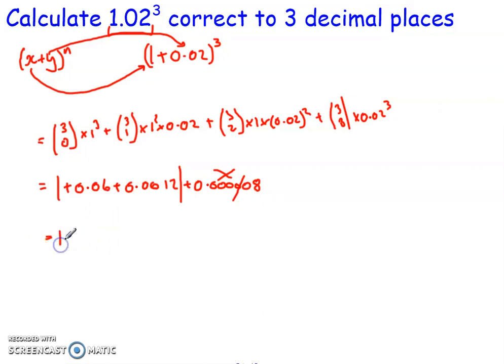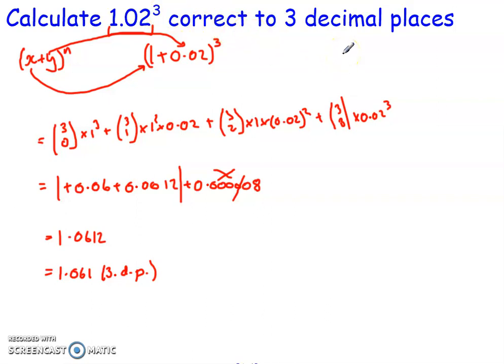So if I do that, I'm going to get 1.0612 by adding these together. Rounding it to 3 decimal places, cut off at the 2, I end up getting 1.061 to 3 decimal places. Now if you stick 1.02 to the power of 3 in a calculator, what you'll end up getting if you round it to 3 decimal places is 1.061. So we've actually used this quite effectively to approximate that value, and if we then had extra calculations to do with it afterwards, we could work on it from there.